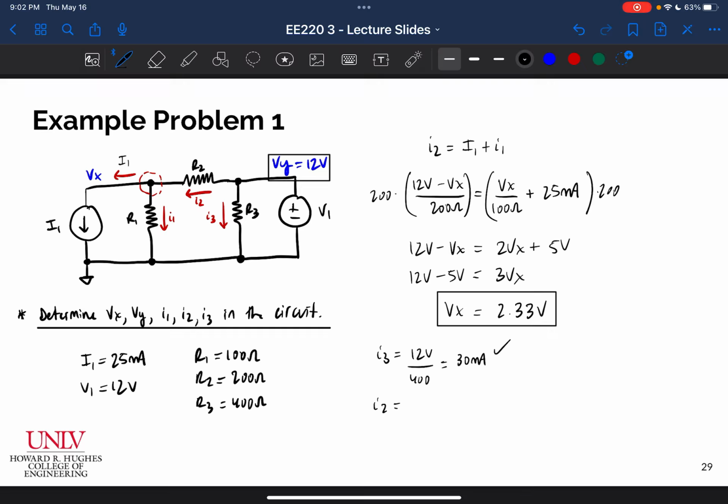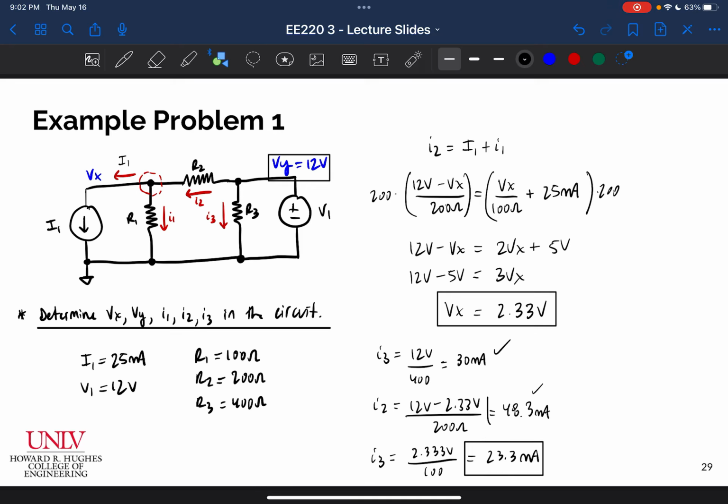I2 is going to be 12 volts minus 2.33 volts divided by 200 ohms. I don't remember exactly what the value is, so let me do it real quick. 12 minus 2.333 divided by 200. Oh, that's right, 48.3 milliamps. So that's check. And then I1, of course, is just going to be Vx over R1, which is 2.333 volts divided by 100, which gives me 23.3 milliamps. All right, and so there are my answers. I've got I3, I've got I2, I1, and of course I already found my voltages.